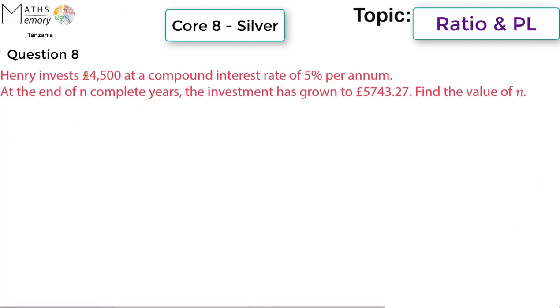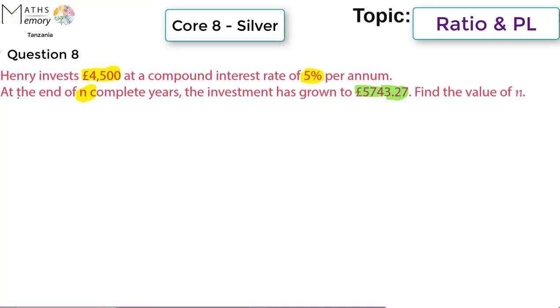So again, the key information over here, these 3 key numbers: it's £4,500. That's what we started off with. 5% is how much interest this investment grows per year. And the amount of years we have here is N or X. That's how many years the term is for this investment. We have something else as well in this question. This number here shows how much the investment has grown to at the end of it. So the total capital accumulated at the end of X amount of years is £5,743.27.